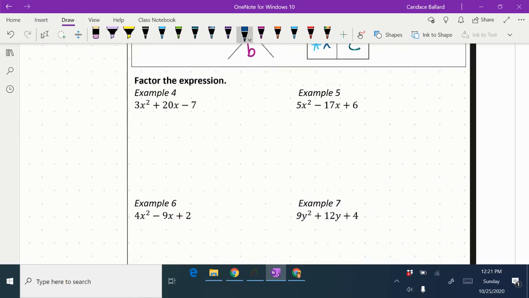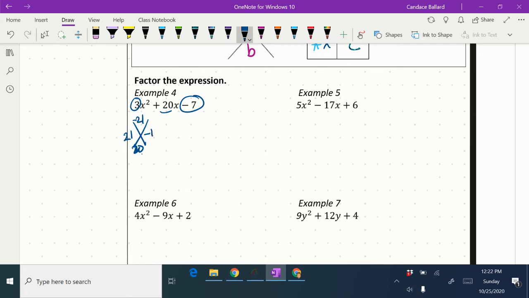I notice I've got a trinomial. I notice I've got a leading coefficient. I always start every trinomial with a magic x. I'm going to multiply 3 times -7, so -21, and I'm going to put the 20 in the bottom. I need two numbers that multiply to -21 and add to 20. So I'm going to go 21 and -1.